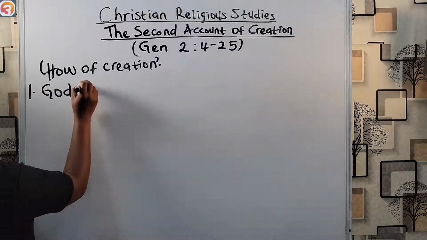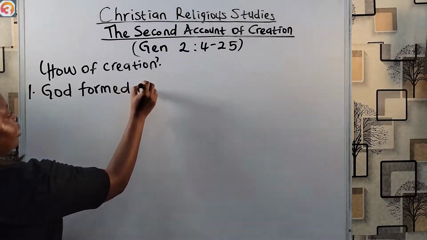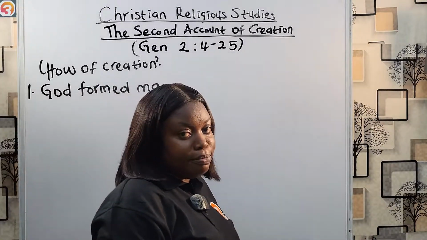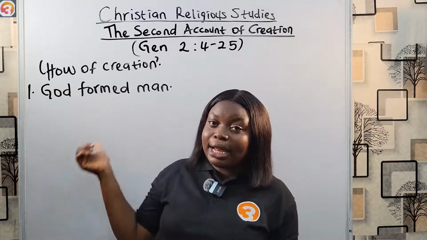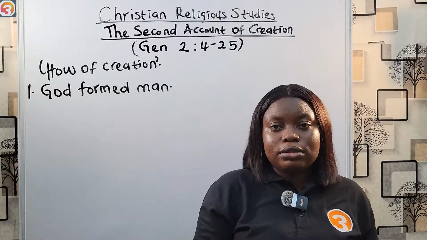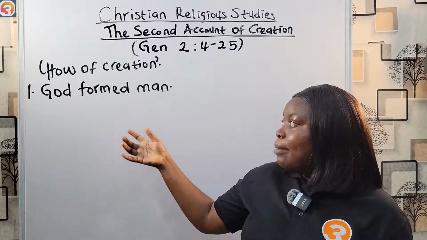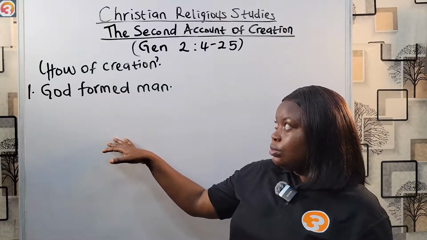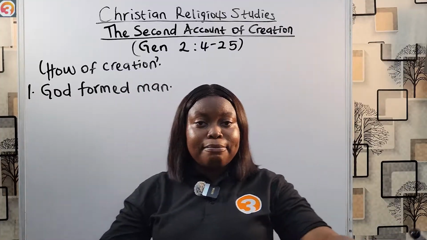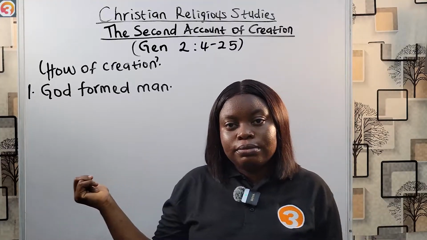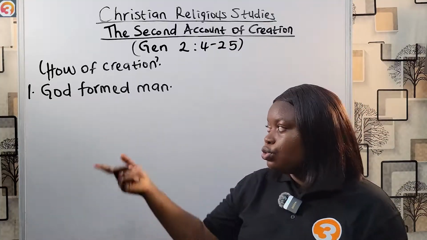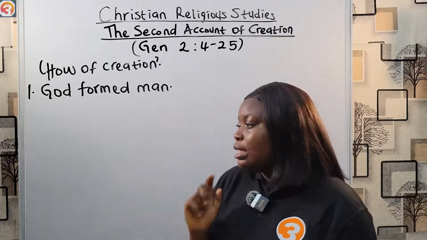God formed man. You can see it, unlike in the first account that said, "God said, let us make man in our own image," this account says God formed man, and he didn't just stop there. God formed man from dust, and he breathed into his nostrils, and that was how man became a living being. So God didn't just say, let there be man, or I am making man, as it was in the first account. There were details in this second account of creation. That was the first step.